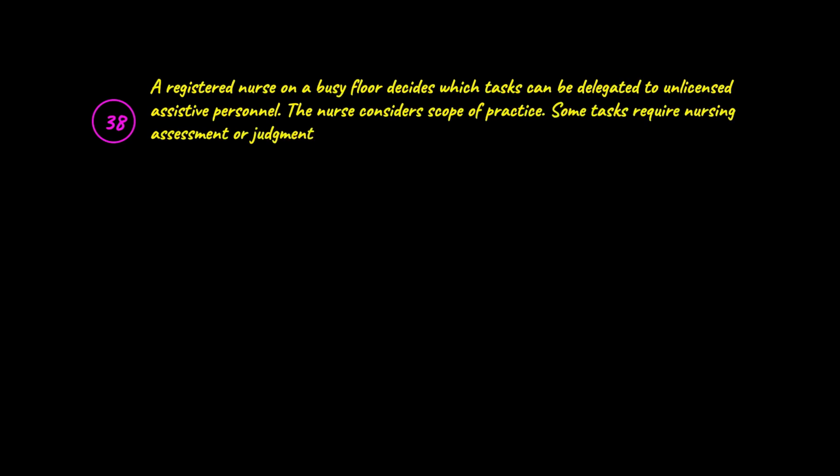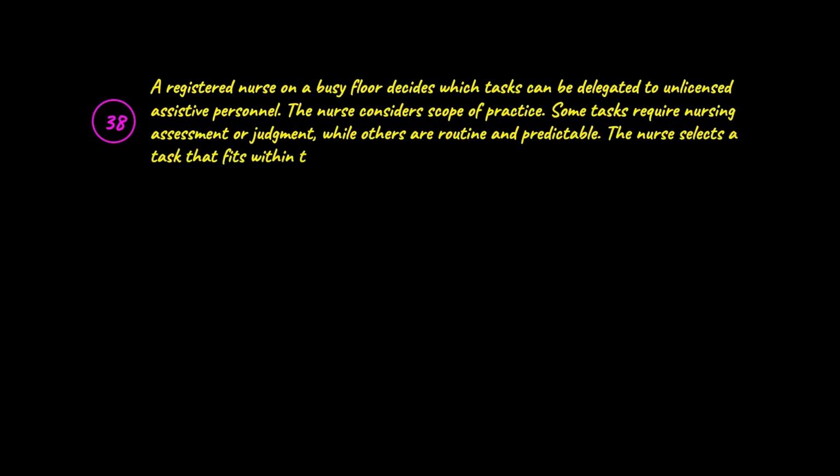Question 38. A registered nurse on a busy floor decides which tasks can be delegated to unlicensed assistive personnel. The nurse considers scope of practice. Some tasks require nursing assessment or judgment, while others are routine and predictable. The nurse selects a task that fits within the unlicensed assistive personnel scope safely.